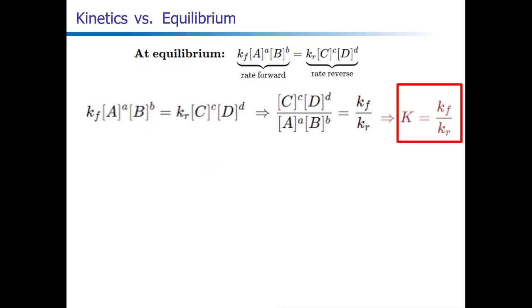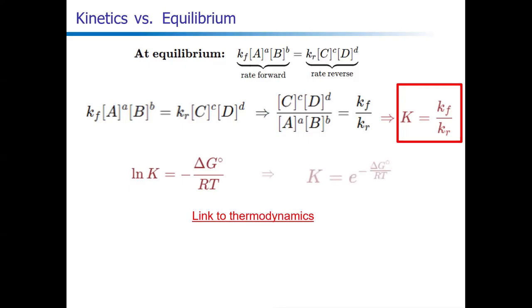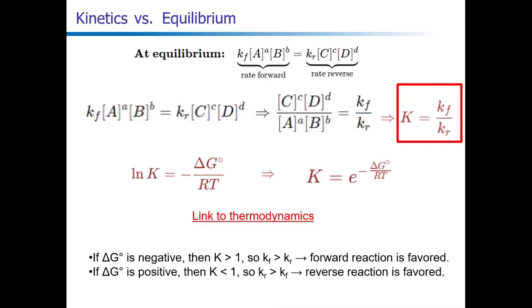Let's now make the connection to thermodynamics. Using the equation, the natural log of K is equal to the negative of delta G over RT, or rather, K is equal to the exponential of negative delta G over RT. In each case, we see that the ratio of these rates is given by the free energy differences. Thus, if delta G is negative, K is greater than 1, meaning the forward rate constant is greater than the reverse one, and the forward reaction is favored. If delta G is positive, then K is less than 1, meaning the reverse reaction dominates. That's a reactant-favored equilibrium.